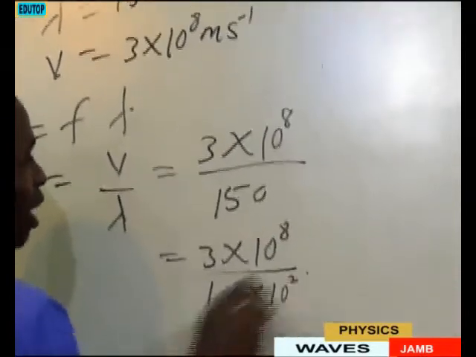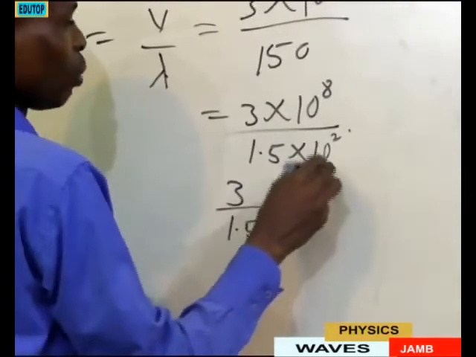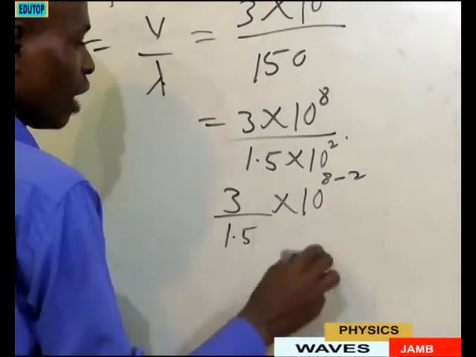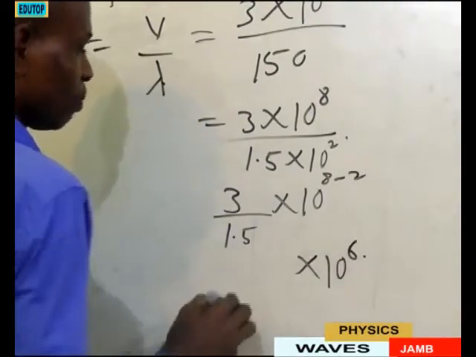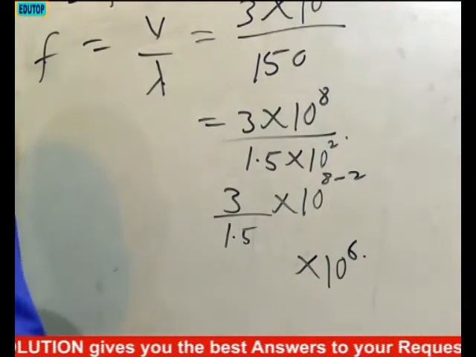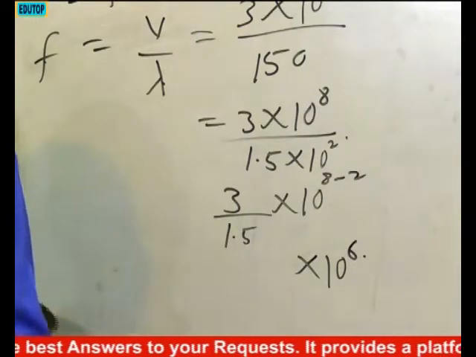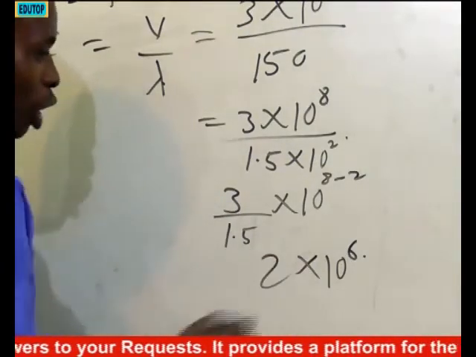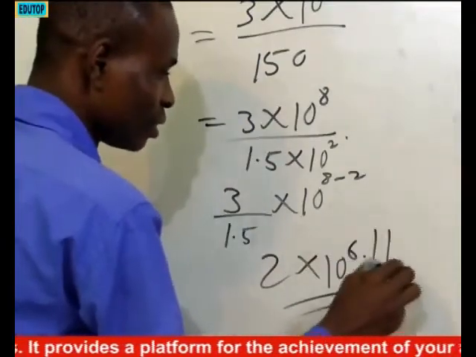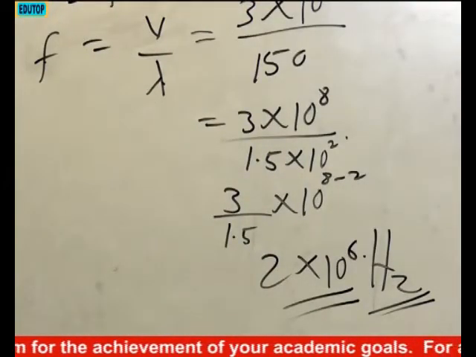which is equal to 3 times 10 raised to power 8 over 1.5 times 10 raised to power 2, which is 3 divided by 1.5 times 10 raised to power 8 minus 2. When this one moves up, it is equal to times 10 raised to power 6. And let's see what will be the value. 3 divided by 1.5 will give us 2. 2 times 10 raised to power 6 hertz. And that's the answer for that question.